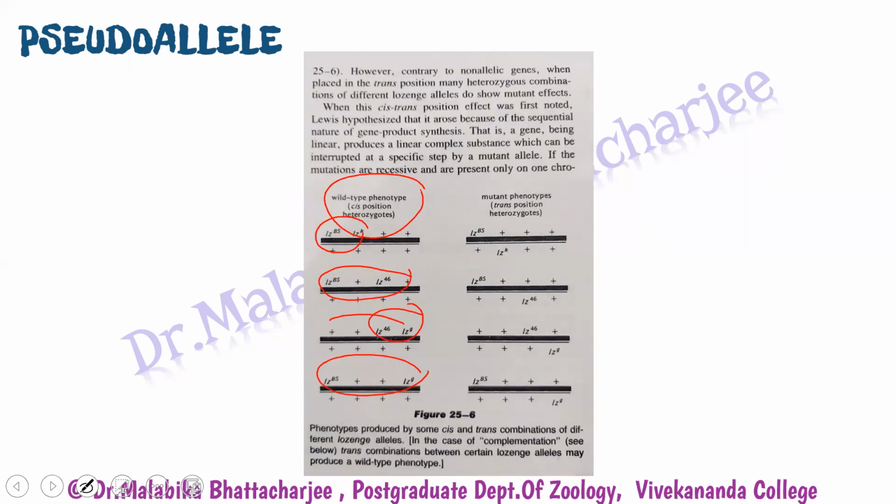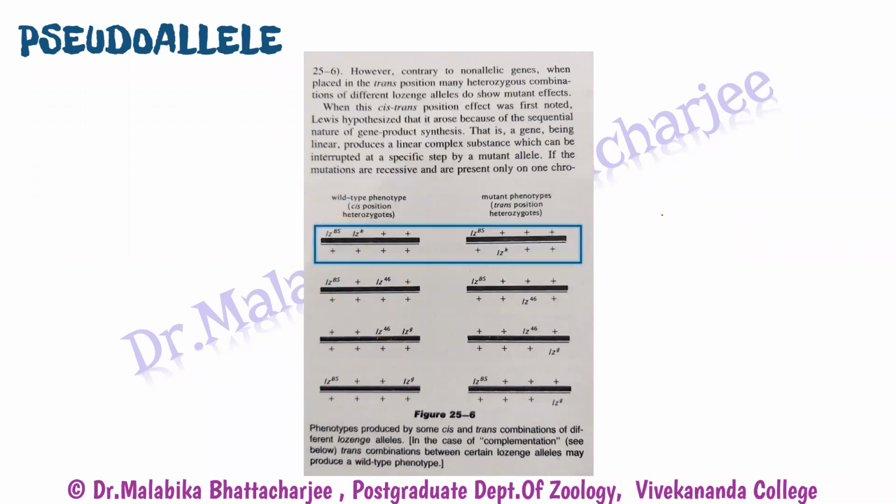But whenever the mutants are present in transposition, that is, one mutation in one chromosome and the other mutation in another chromosome, then we are getting a mutant phenotype. So initially, when this was studied, just compare the corresponding lozenge BS and lozenge K in cis position, and lozenge BS and lozenge K in transposition. In transposition, we are getting mutant phenotype. In cis position, wild type phenotype.